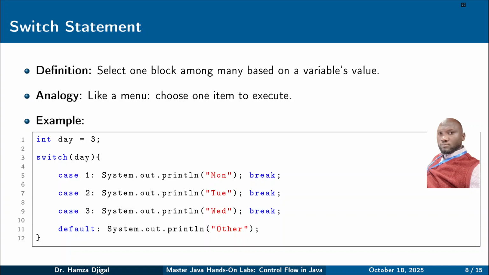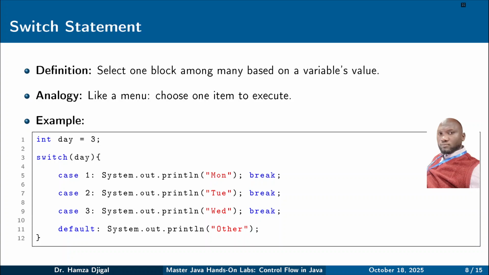Okay, so let's see one example. Here we have day, which is 3. It is similar to the if condition, but the only difference is that here it is based on some values. For instance, for the switch on day, with case 1, System.out.println Monday, then you say break. Or case 2, where we print Tuesday, then break, then we come to case 3.